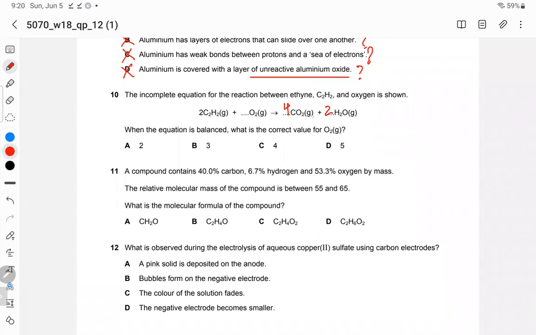So the oxygen over here is 8 and the oxygen over here is 2, which makes it 10. And if there are 10 oxygens, I have to put 5 over here. So it means D is our correct answer. Is it clear to everyone?